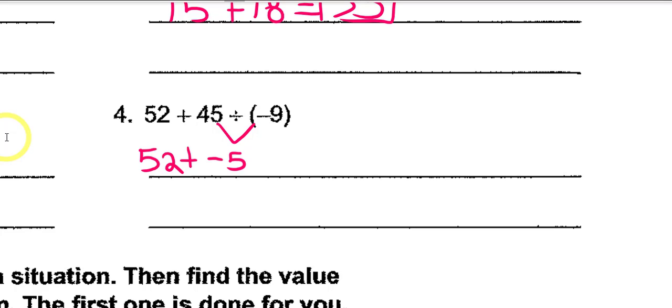So the organization of the problem is really important to be able to see what is happening. I see that I am adding 2 numbers whose signs are different. So I will subtract them and use the sign of the larger number. 52 minus 5 is going to equal 47. The 52 is a larger absolute value and it's positive, so your answer will be positive.